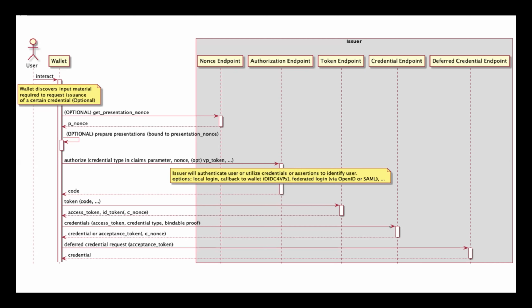Except if the credential cannot be issued immediately, then instead a so-called acceptance token is returned. And if that acceptance token is returned, that means the issuer takes more time to create the credential. So the wallet later on can request the creation of that credential at the deferred credential endpoint.